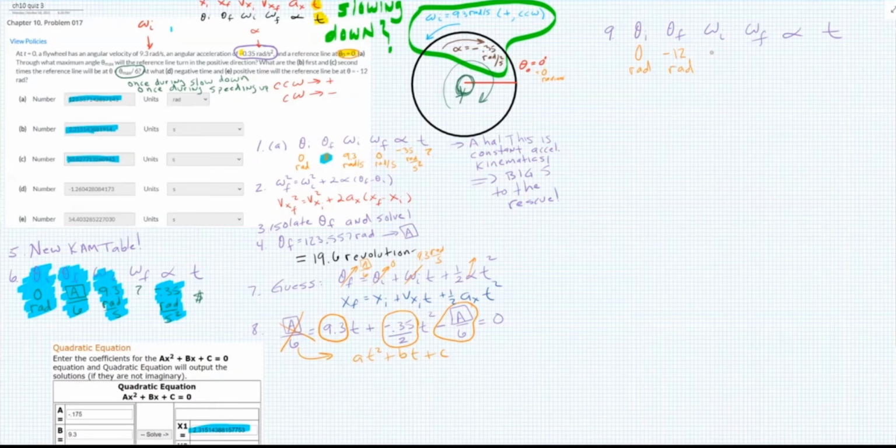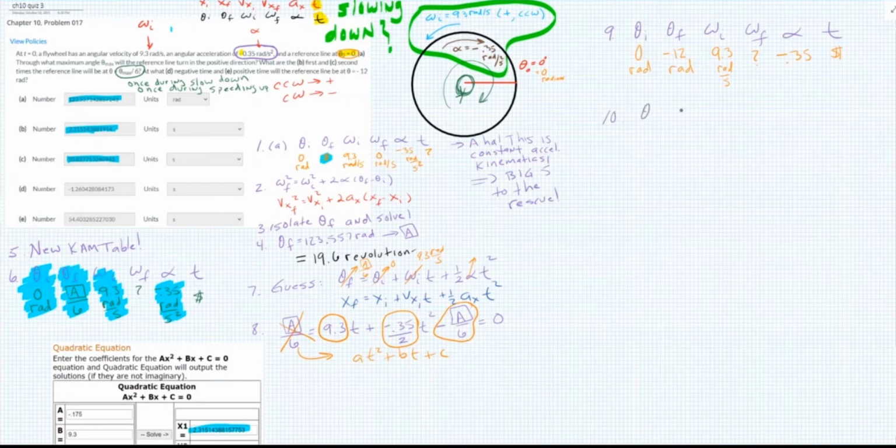Okay. Omega initial is still 9.3 radians per second. Theta final at what time? I don't know anything about theta final. This is still minus 0.35. Yeah, and this is sort of the same thing, I guess. Time is my dollar sign. When do I hit that mark? I'm going to hit it twice, once during the slowdown, and once again when I stop in reverse direction and speed up. So is this really the same thing?